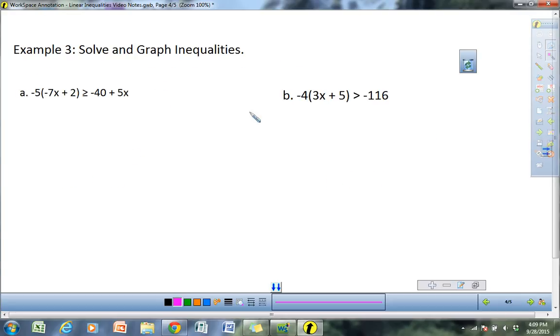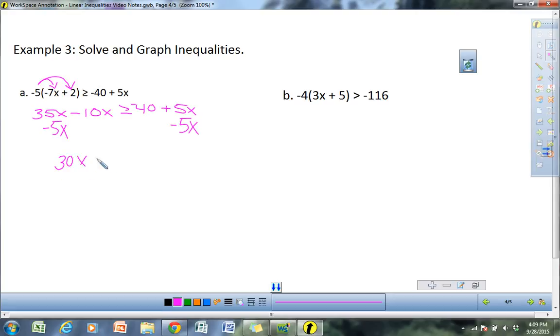Alright, so let's practice. Solve and graph inequalities. So the first thing I need to do is solve it. So I have to distribute my -5. -5 times -7x is 35x. -5 times 2 is -10. Greater than or equal to, and then bring down your -40 plus 5x. Alright, now it does not matter which one you move over next. You can subtract 35x, you can subtract 10x, or add 10x. You can add 40, or you can subtract 5x. I'm going to subtract 5x just so that my x is positive. It does not matter where you go as long as you keep all of your like terms together.